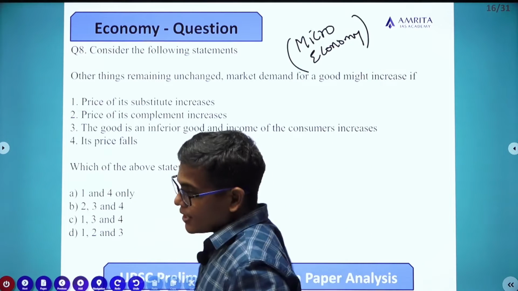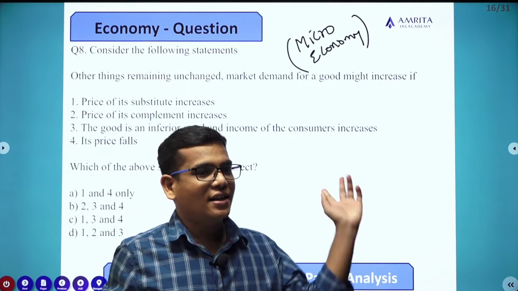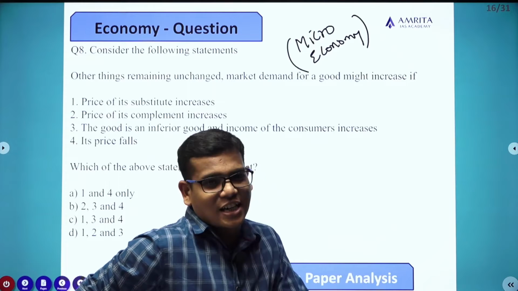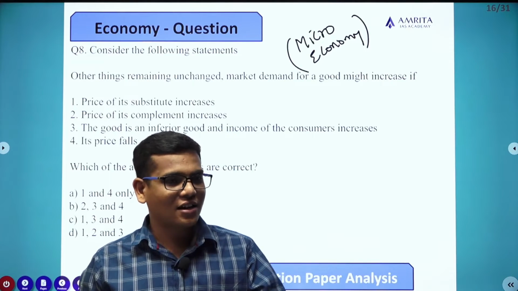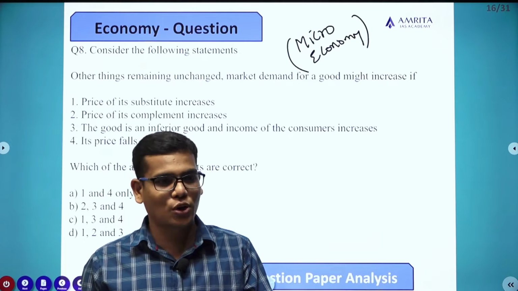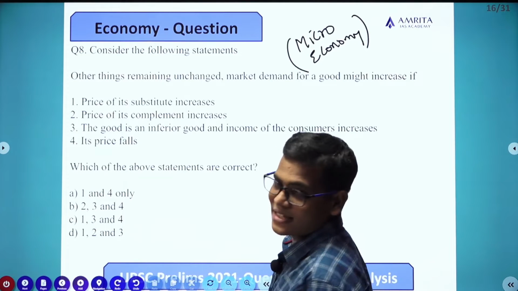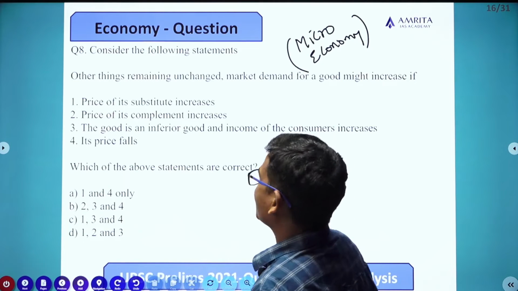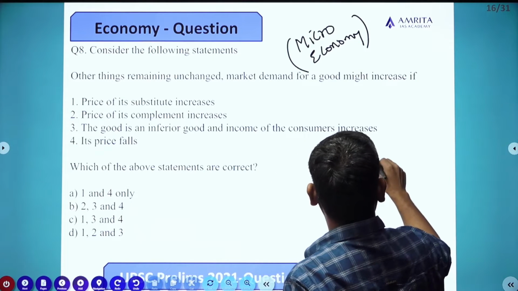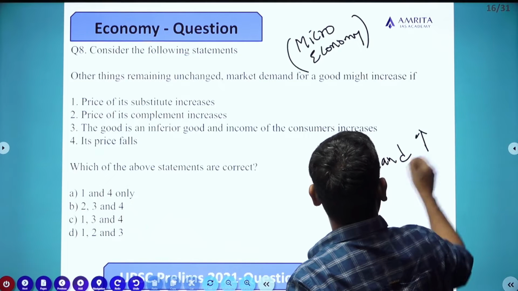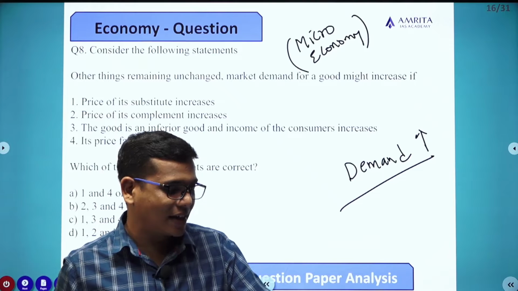This is microeconomics, the basics of economics, and your NCERT will help us answer this question. It's a concept purely from NCERT, not current affairs, not such a complex topic, very simple. The question is: other things remaining unchanged, that means all the remaining parameters of the economy kept constant, market demand for a good might increase, that means the demand is increasing, if which one of the following increases.